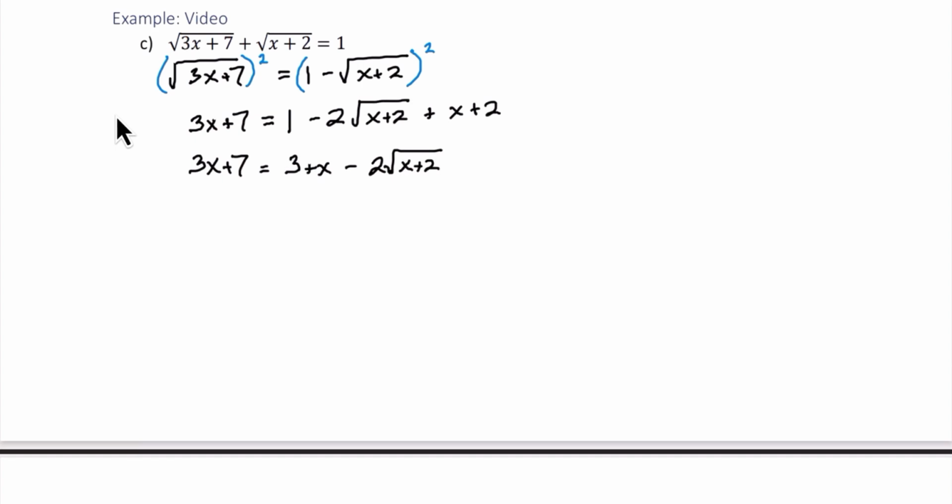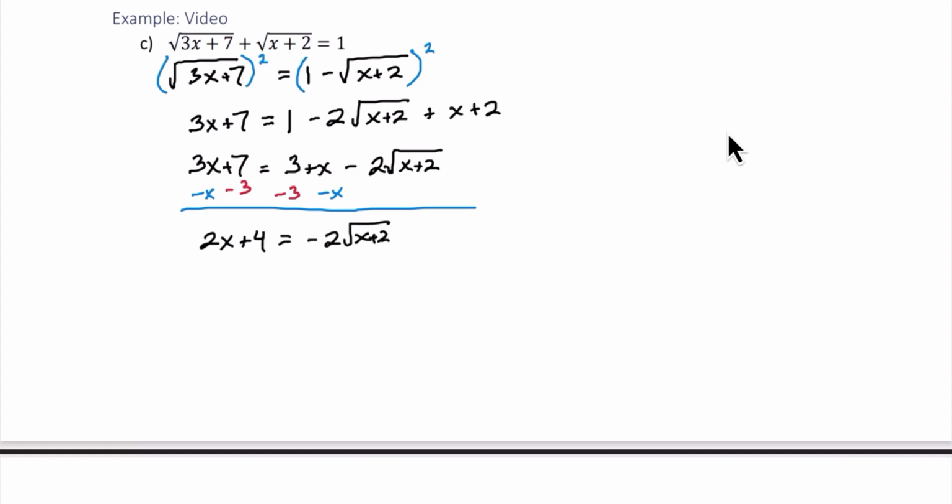At this point, we can subtract 3 on both sides and subtract x on both sides. 2x plus 4 equals negative 2 square root of x plus 2. Notice this time the radical on the right is not completely isolated. We could divide by negative 2, but we don't technically have to. At this point, we could square both sides.